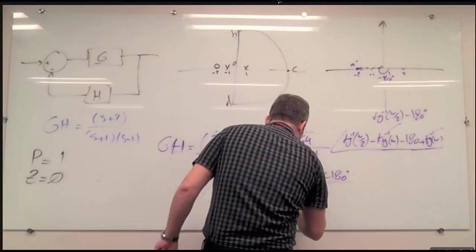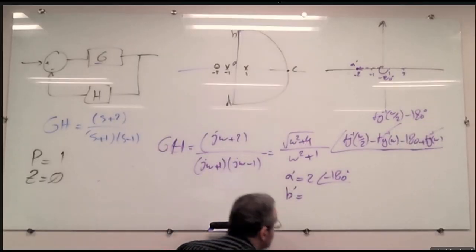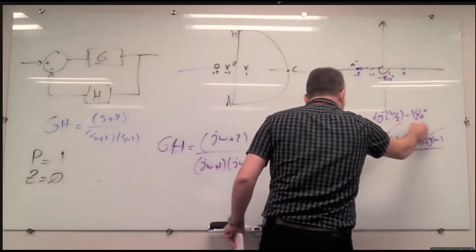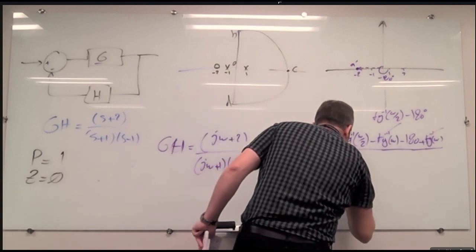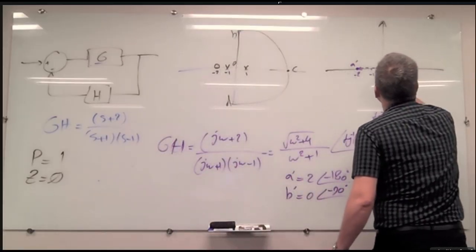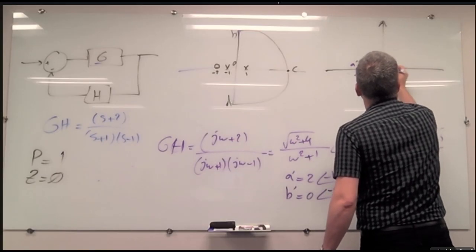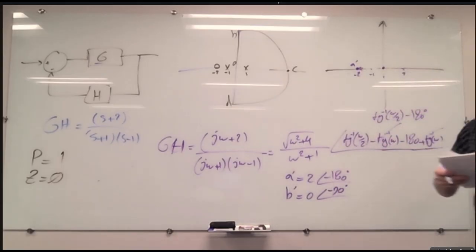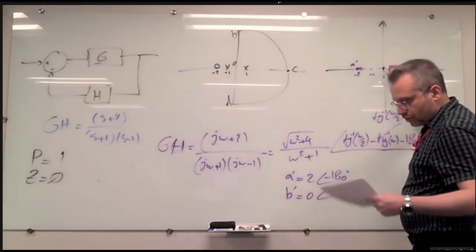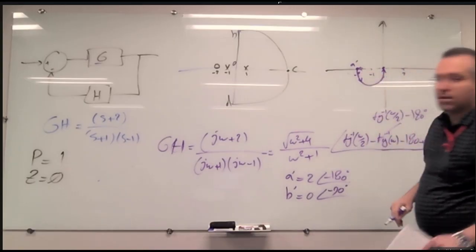Now, for B prime, if you put omega to infinity and solve that, the amplitude is going to be 0. The degree is 90 minus 180, which means minus 90. So it's going to be 0, okay, with minus 90. So it's going to be touching here. So we are going to have such a movement.